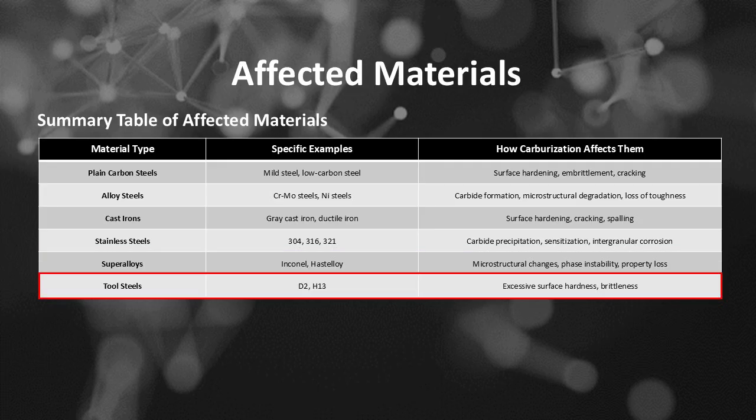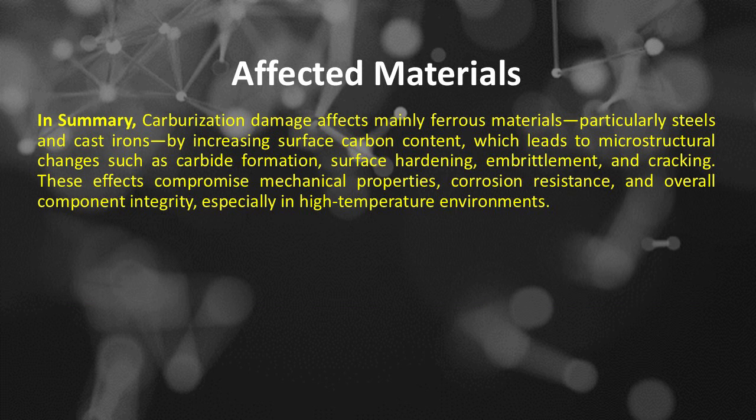If material type is tool steels, then the specific examples are D2 and H13, and carburization affects them through excessive surface hardness and brittleness. In summary, carburization damage affects mainly ferrous materials, particularly steels and cast irons, by increasing surface carbon content, which leads to microstructural changes such as carbide formation, surface hardening, embrittlement, and cracking. These effects compromise mechanical properties, corrosion resistance, and overall component integrity, especially in high-temperature environments.